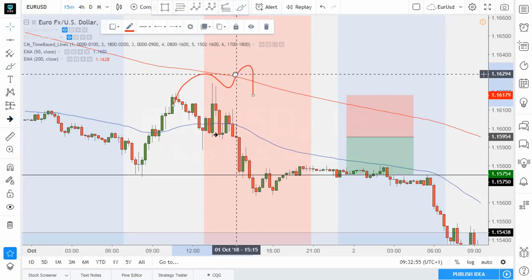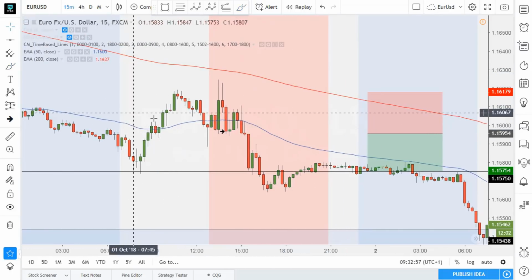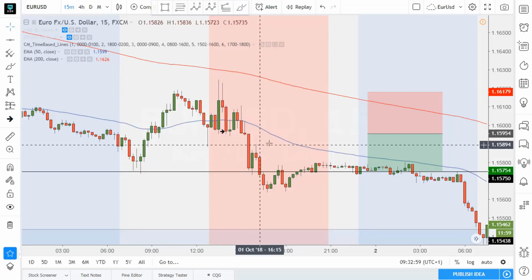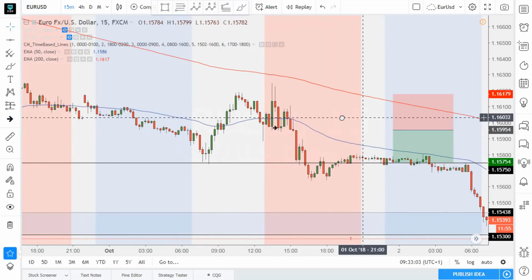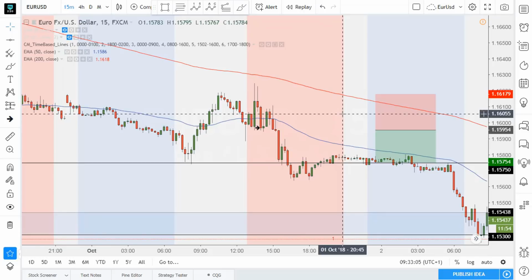So if you look at it after that, it may look like a triple top formation more than an M formation. And this setup met all our criteria also. Keep in mind that we follow very strict criteria.